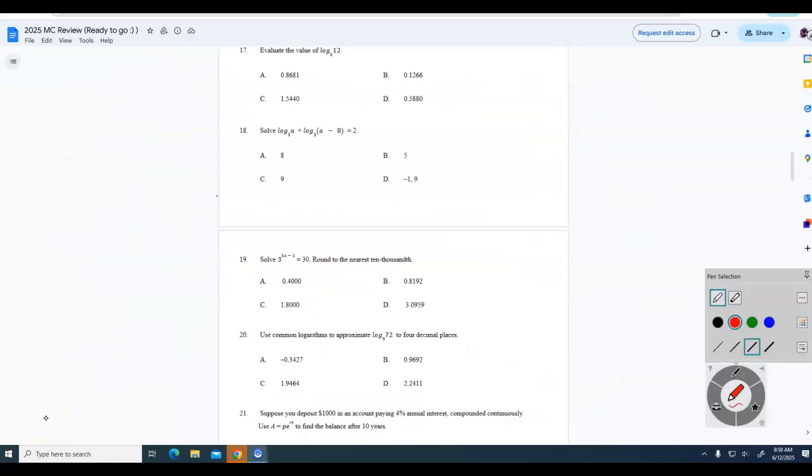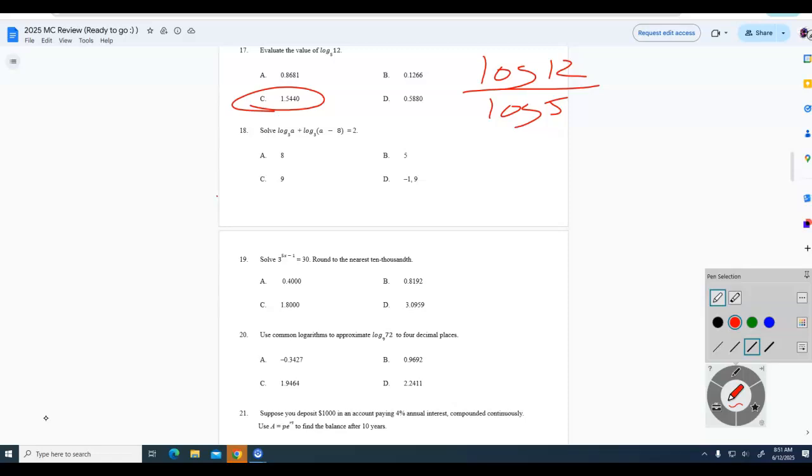So evaluate log base 5 of 12. It's simply log 12 divided by log 5. Make sure you close the parenthesis on the 12. Okay? And you end up with 1.544.